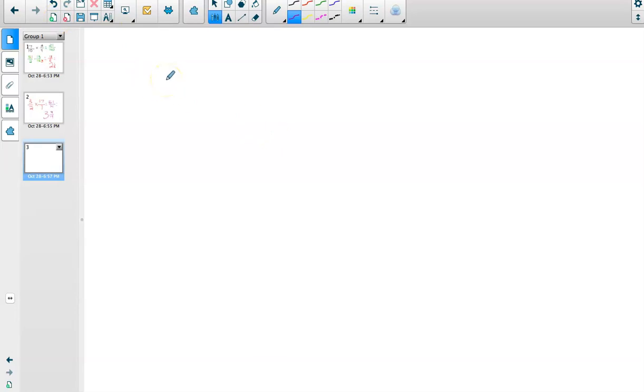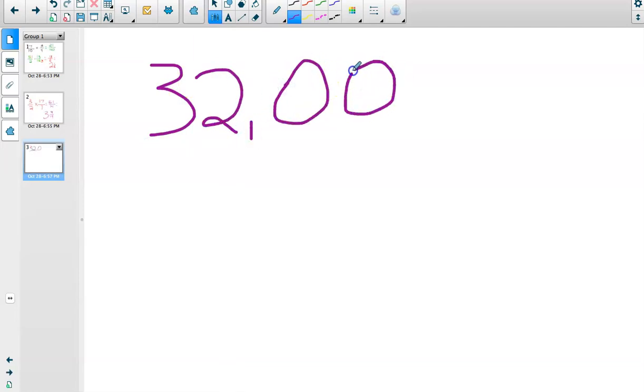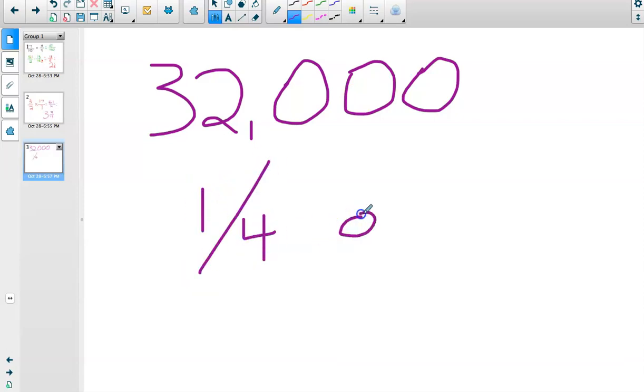Let's do a word problem. So please listen along carefully and write down the information you believe you will need to solve. All right, let's say there are 32,000 people living in a particular city. You can name the city anything you want. And let's say 1/4 of those residents were born outside of the state.